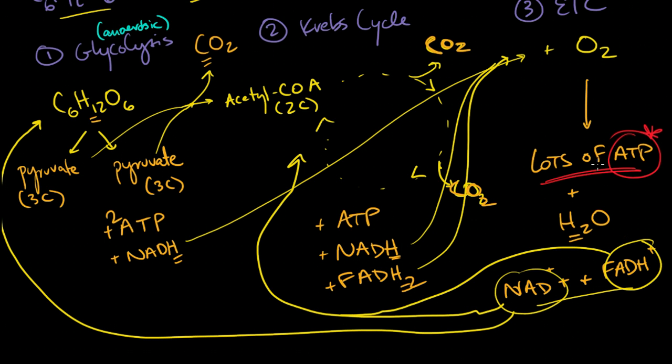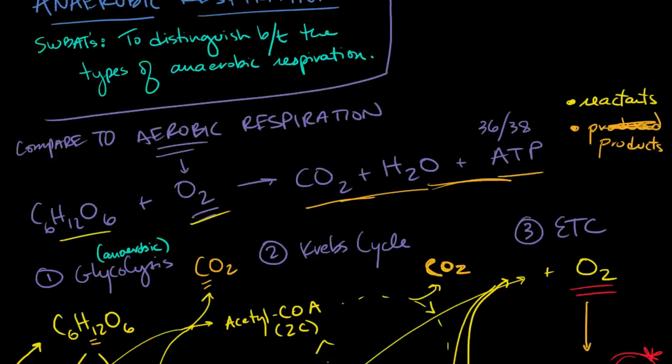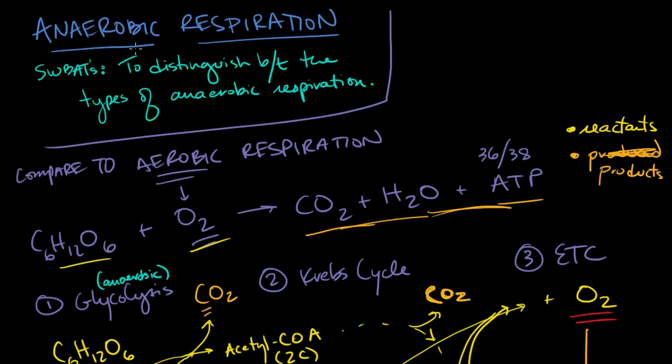So this is very complicated, and I want you to see that, in order to make lots and lots of ATP, we need oxygen, and we need the products that come off of the Krebs cycle and glycolysis. But this does not always happen, and so that's what we're talking about here with anaerobic respiration. We're talking about without oxygen.